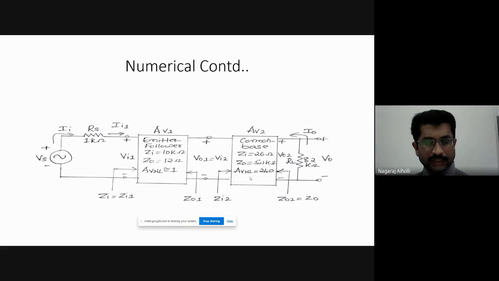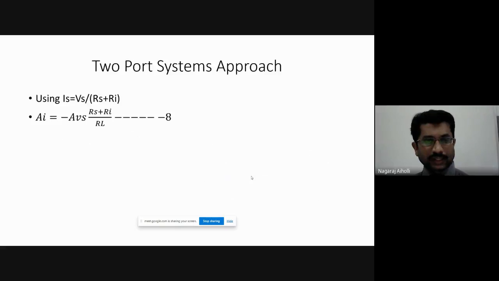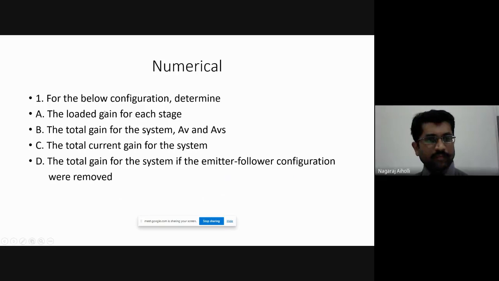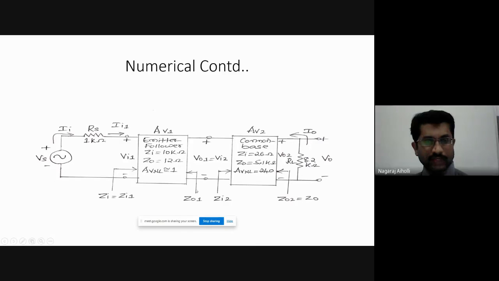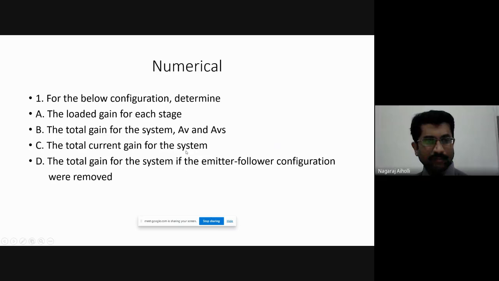Now what they have asked, let us read the problem. For the below configuration, determine first one, loaded gain for each stage. That means we have to find the gain of each stage with the load, considering the load. Gain of first stage, that is gain of emitter follower. Gain of common base amplifier.